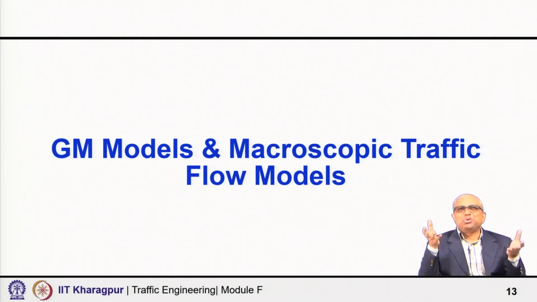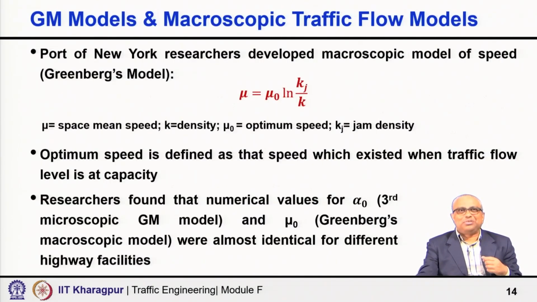It is the General Motors model, which is a microscopic model, and the macroscopic traffic models that you have studied earlier, Greenshields' model, Greenberg's model, and so on. Is there any relation? Can they be linked? That is the part we are going to discuss now.